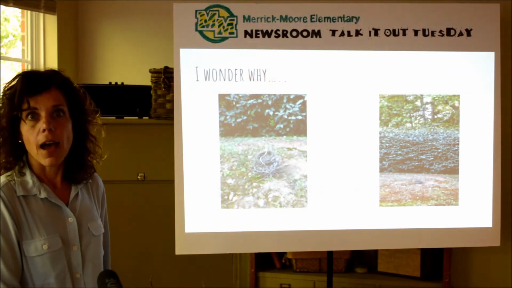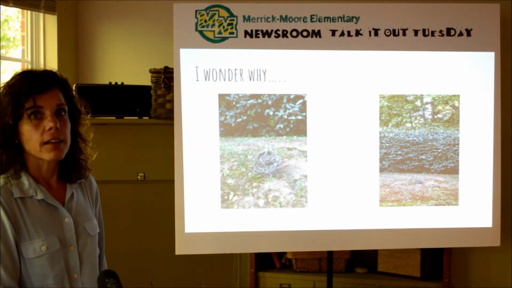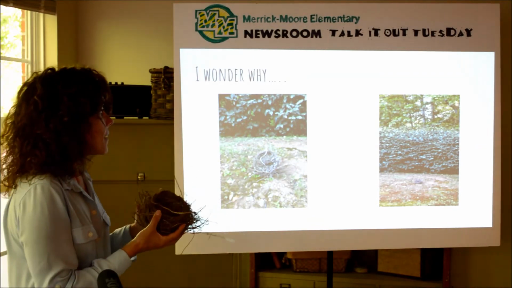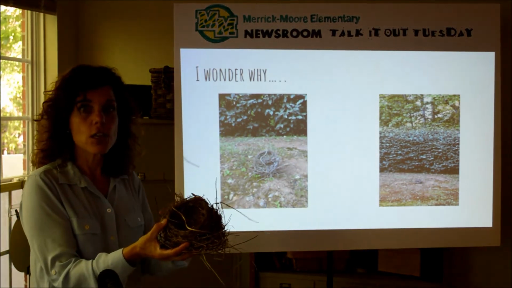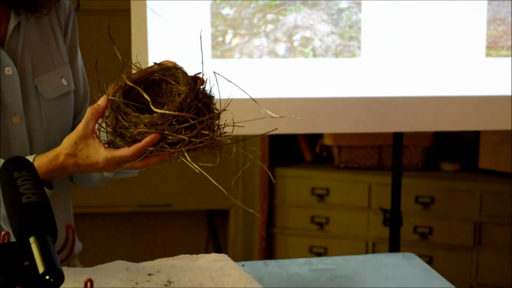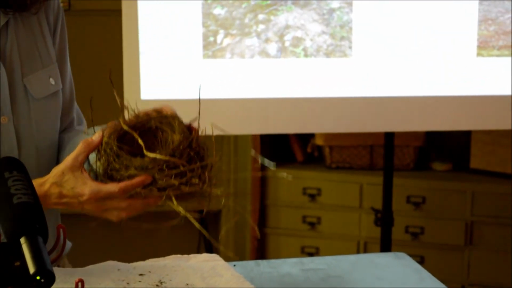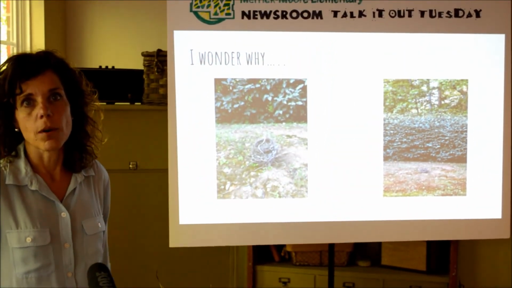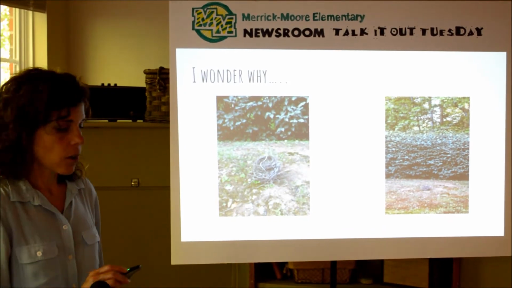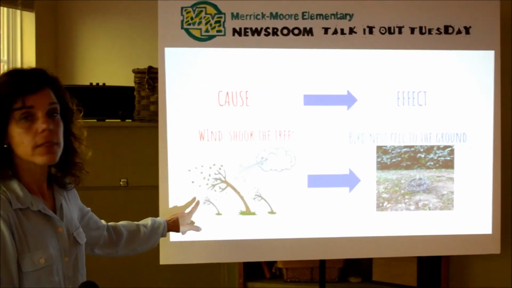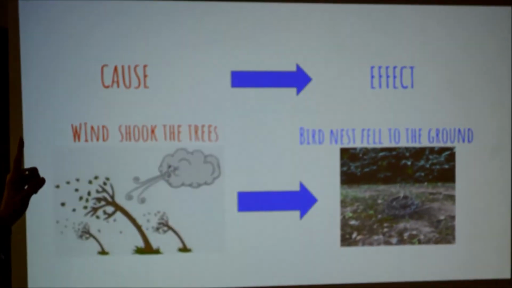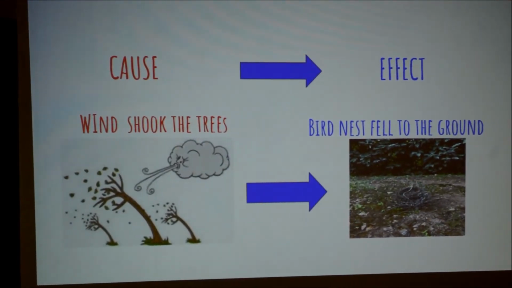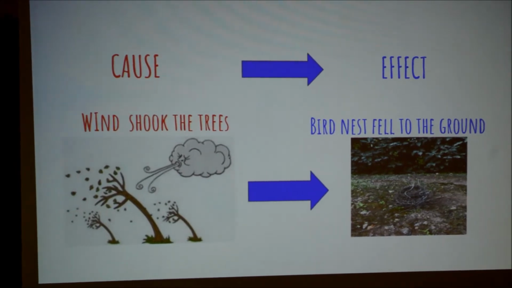So I was out hiking the other day, and I came upon this bird's nest. So I had to take a picture of it because it is gorgeous. It's huge. And I looked at it and thought, how did that get on the ground? I looked up and I remembered there was a terrible storm the night before. As a result of the terrible storm that shook the trees, the bird's nest fell to the ground. That's a cause and effect relationship in my everyday life.